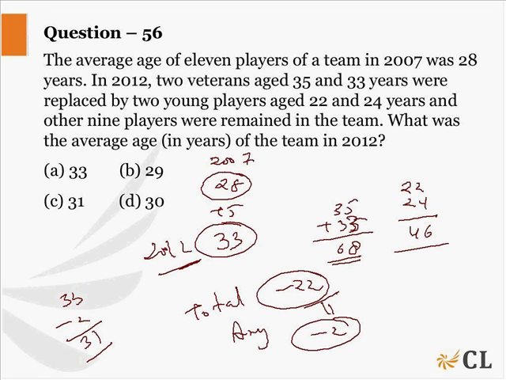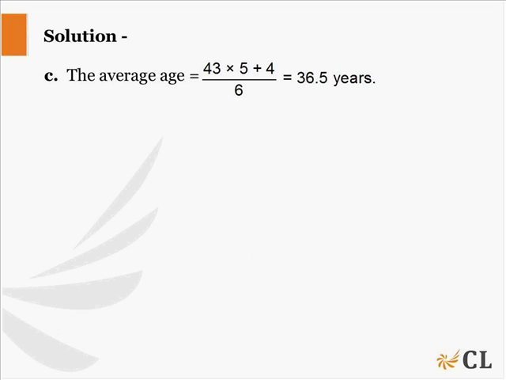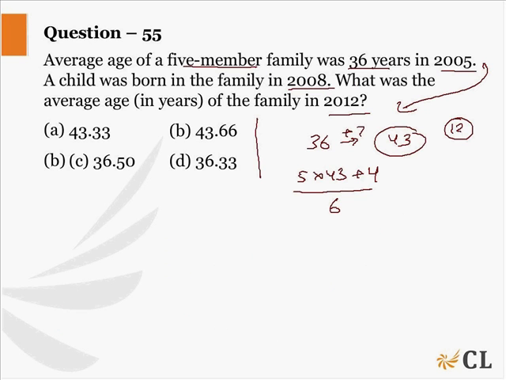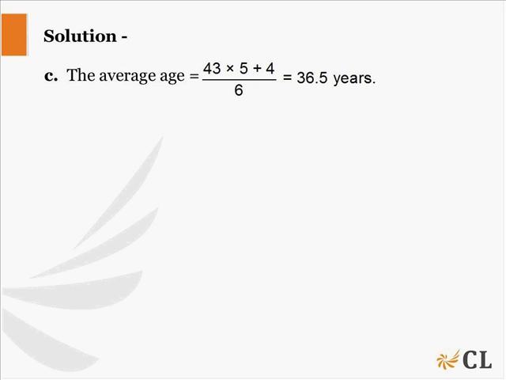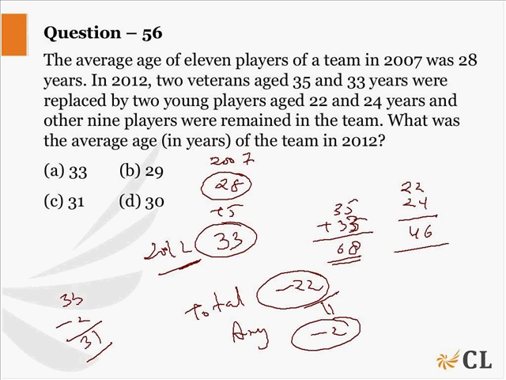Omkar is saying answer is coming 35. Which answer? Onkar Deshmukh, which answer you're talking about? Okay. So you must have done it wrong answer. Okay. Right.